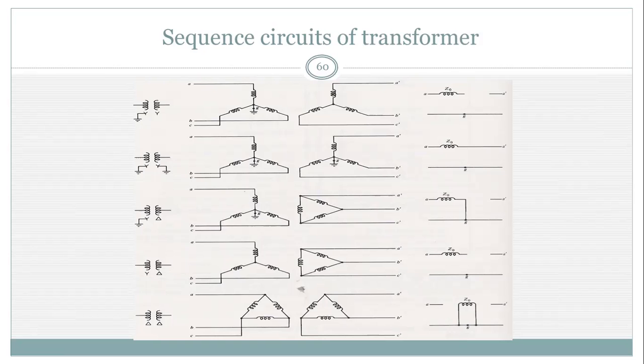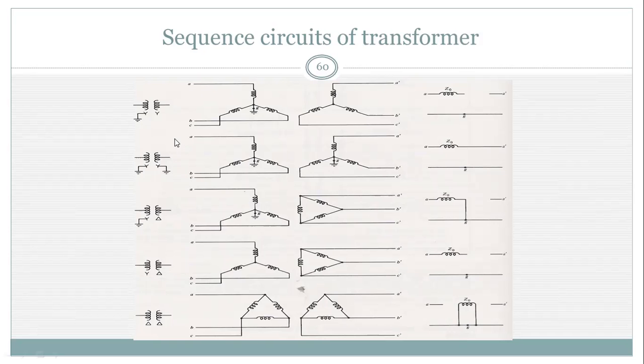Now there are different types of connection for a transformer. There are 2 separate portions, one is primary, the other is secondary. Primary may be delta connected and secondary delta connected, or primary and secondary both Y connected, or primary delta and secondary Y, or primary Y and secondary delta. So there are 4 possible connection types for a transformer. Now these Y may be grounded or not grounded, so there is another possible connection. That's why there are 5 possible connections for a transformer.